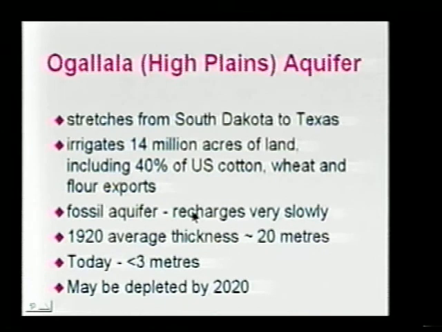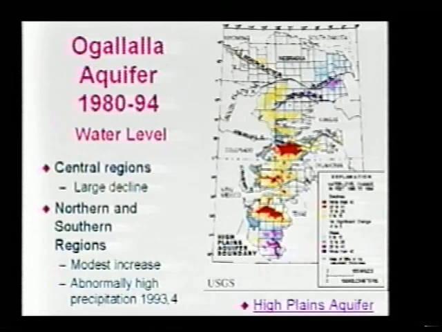Another case study I want to take is the so-called Ogallala Aquifer that stretches all the way from South Dakota to Texas. It is a fossil aquifer in that it recharges, but relatively slowly. Since 1920, the average thickness of that aquifer was 20 meters. It is now 4 meters. That's the thickness of the saturated layer of water from which everything is coming.